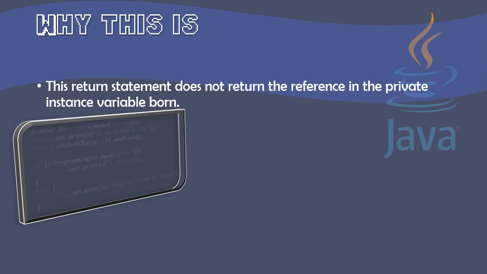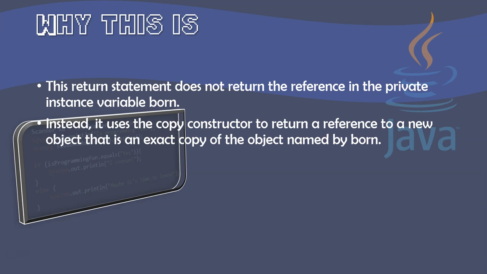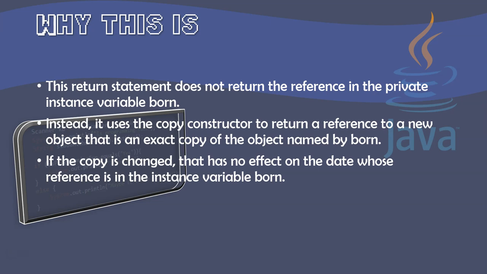Now, this return statement does not return a reference to the private instance variable born. Instead, it's using a copy constructor to return a reference to a new object. That's why we have that new Date. That is an exact copy of the object named born. If the copy is changed, that has no effect on the date whose reference is in the instance variable born. Therefore, we can avoid our privacy leak.